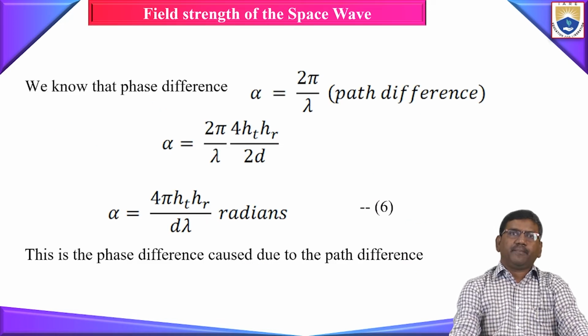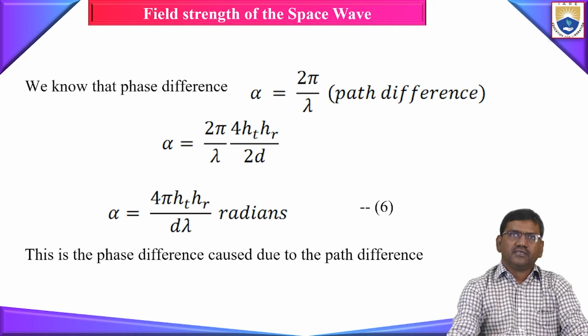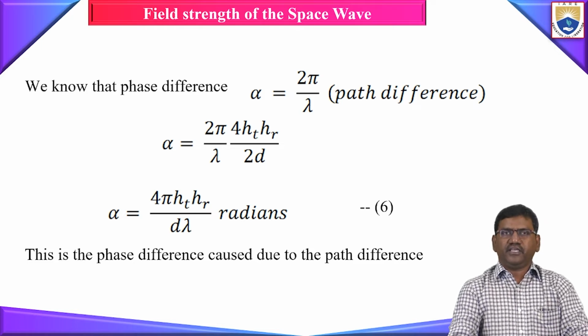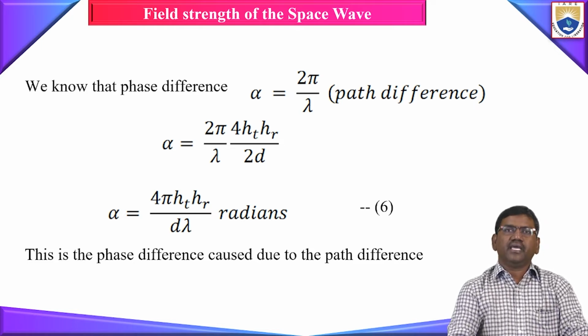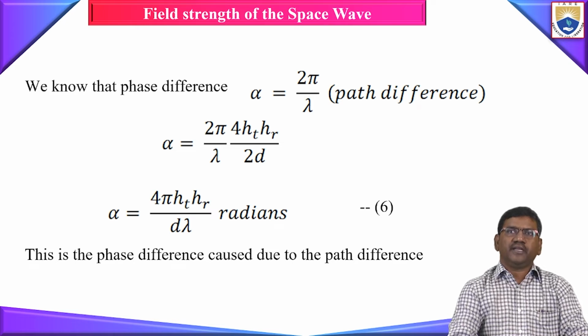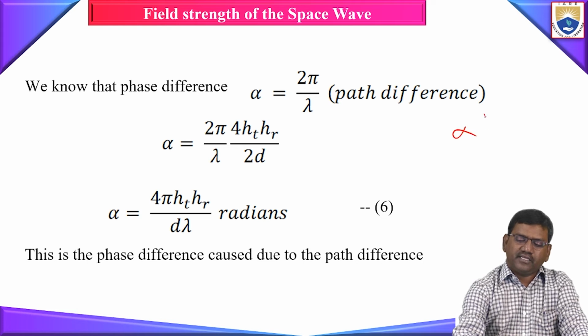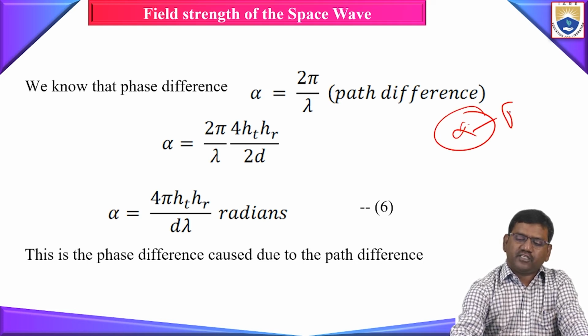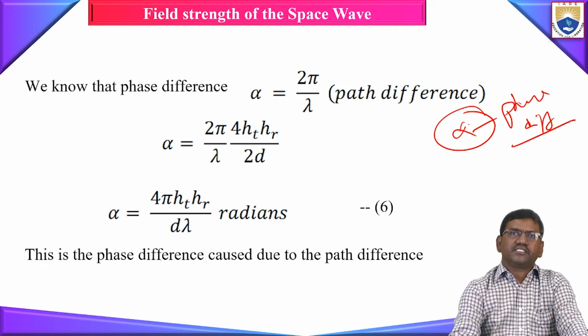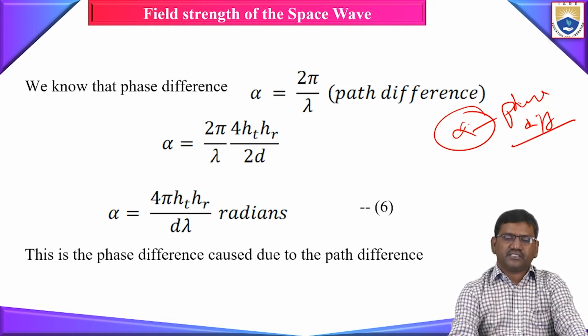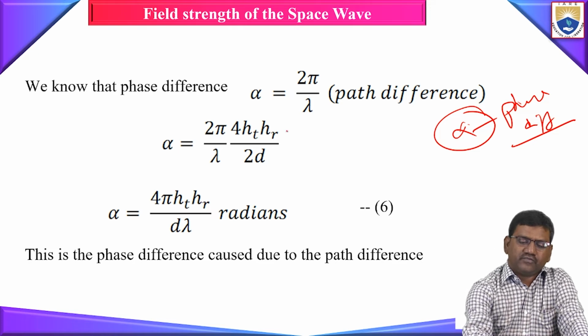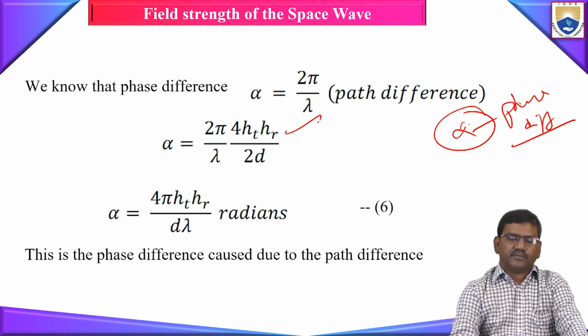So as there is a path difference, there is a phase difference. The phase difference due to the path difference is given by alpha is equal to 2 pi by lambda into path difference. Alpha is the symbol represented for the phase difference. So as we have seen, the path difference is 4 HT HR by 2D. So alpha is equal to 2 pi by lambda into 4 HT HR by 2D.